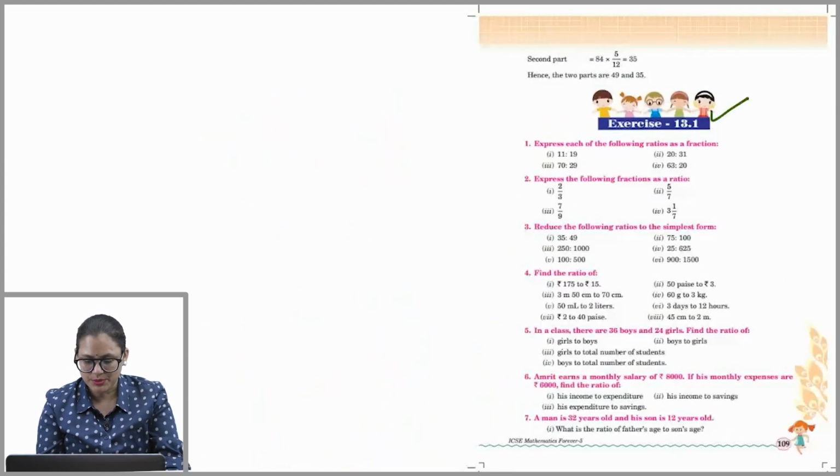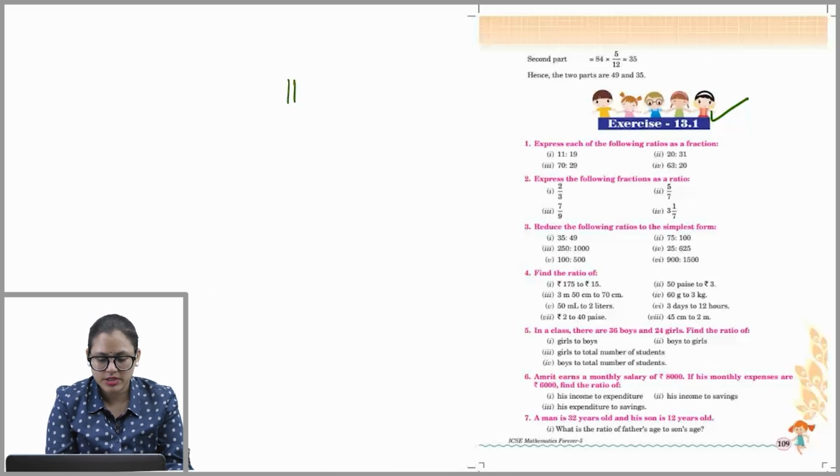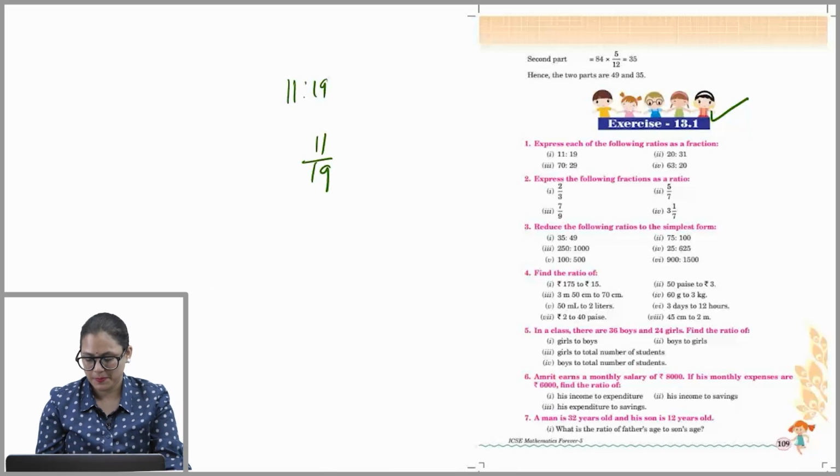Let's do exercise 13.1. Express each of the following ratios as a fraction. 11:19 is 11/19.